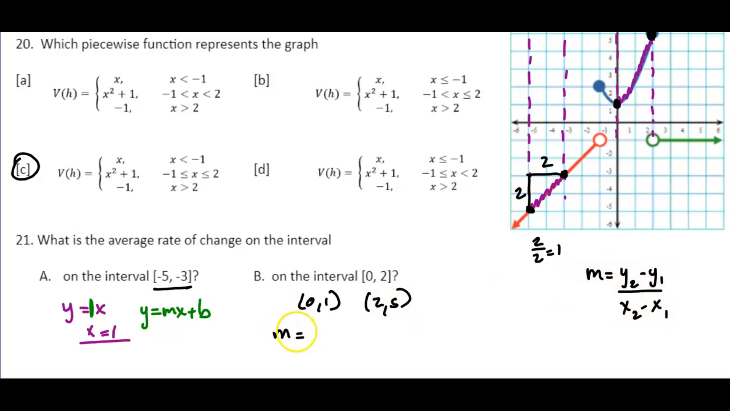So my slope, the average slope, which is just an estimate, it's not a true slope because it's not linear, is going to be 5 minus 1 over 2 minus 0, which gives me 4 over 2, which gives me 2. So for part B, the average rate of change on that quadratic between 0 and 2 is 2.